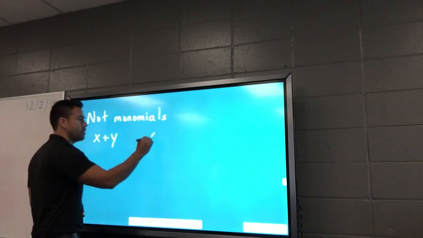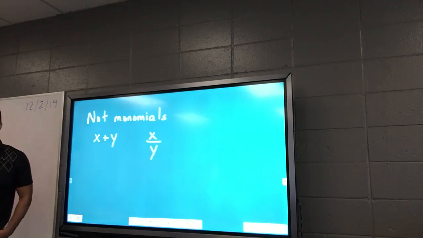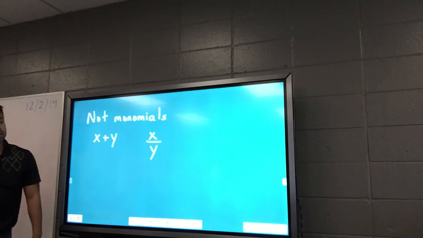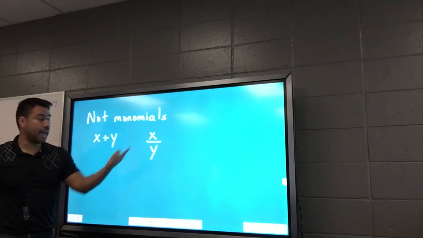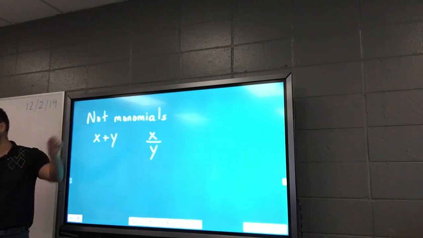Another one here. Is that a monomial? No, because what's going on between the x and the y? They're being divided. That is not a product. x minus y would also not be a monomial because they're being subtracted in that case.